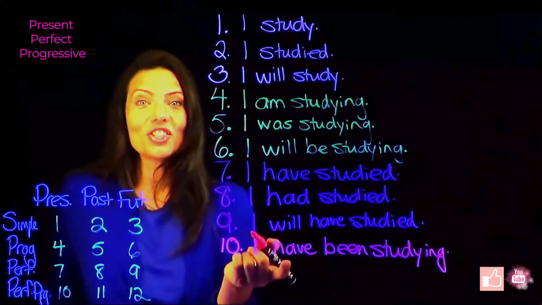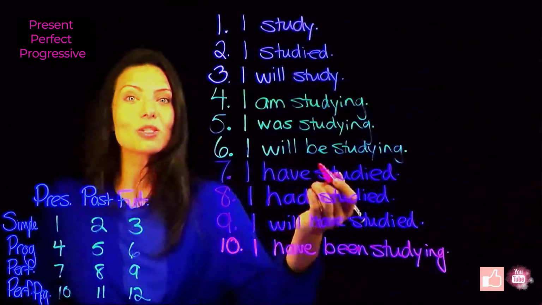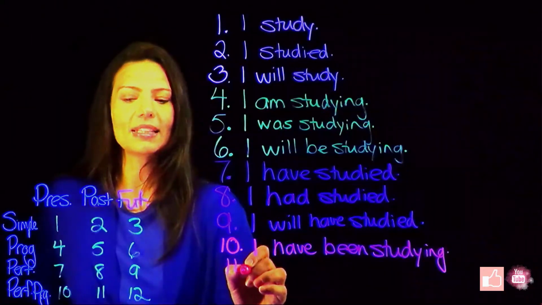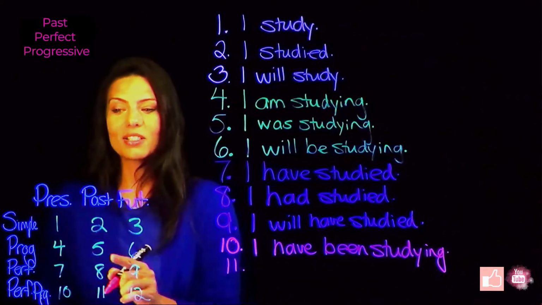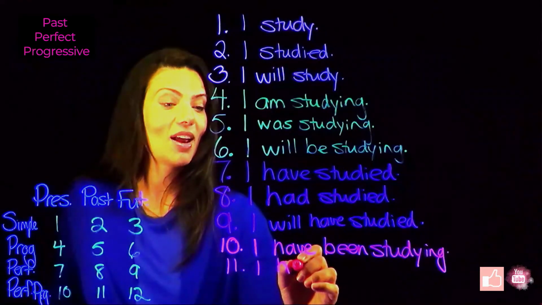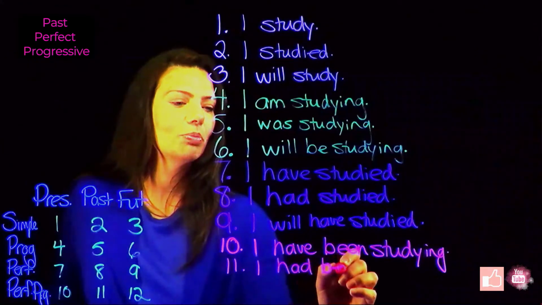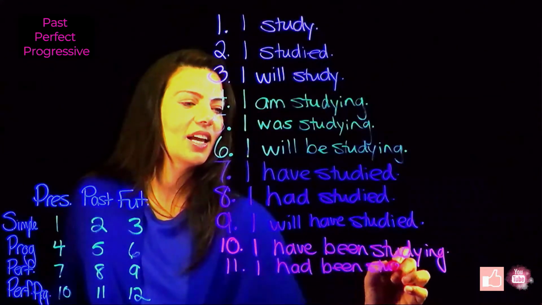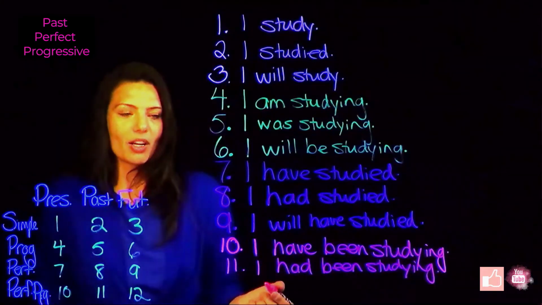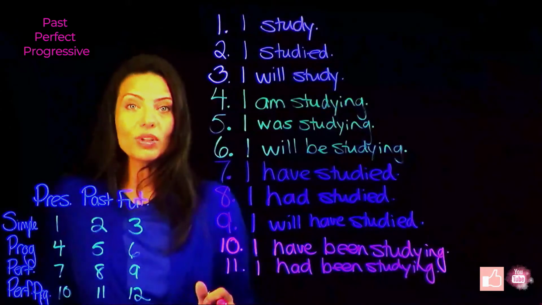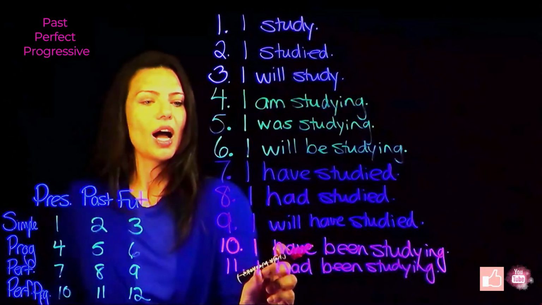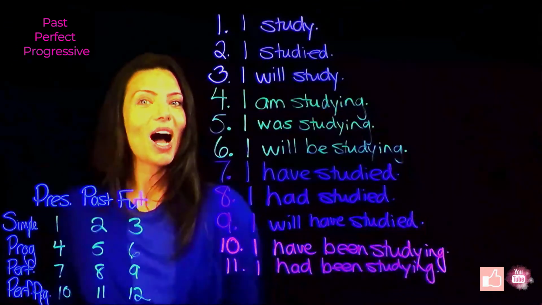Now, again, if you need to change for subject, you can change, like he has been studying, they have been studying. Okay, number 11, we have the past perfect progressive. So I had been studying for a few hours when he got back home. So in this case here, the only thing I'm changing is had, okay, to the past. So I plus had plus been plus verb ing.